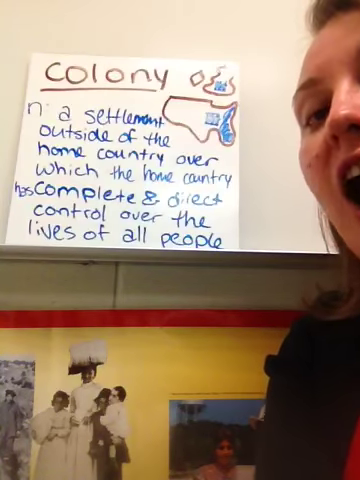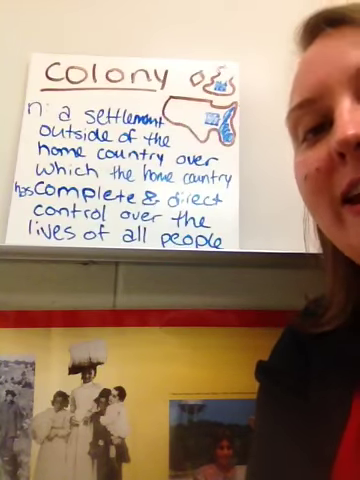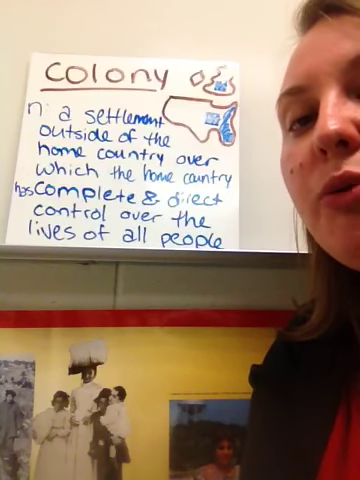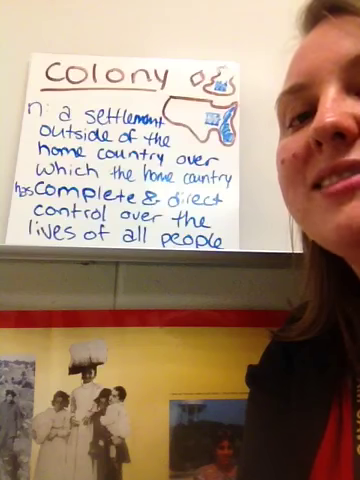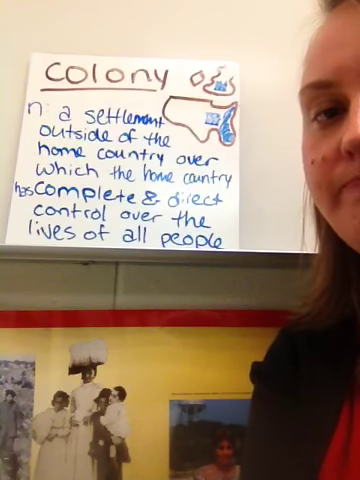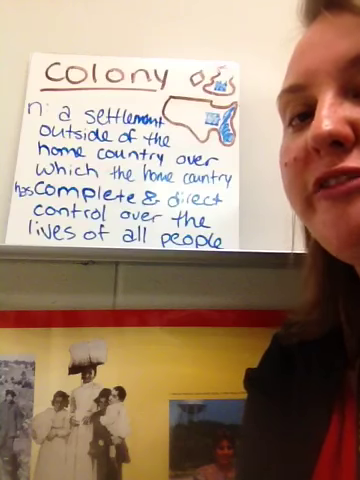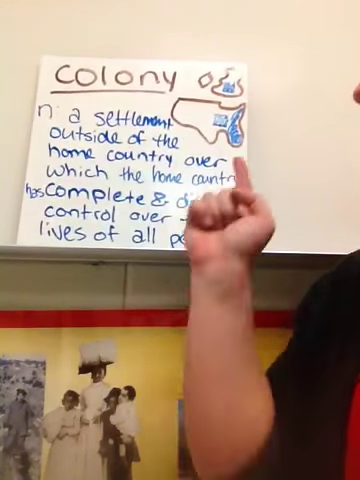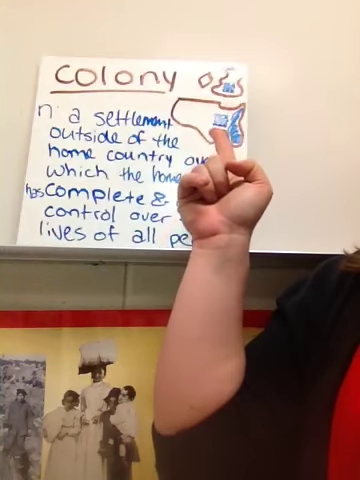First, we're starting off with colony, okay? Colony, it says up here, a settlement outside of the home country over which the home country has complete and direct control of the lives of all people. I know that may seem a little confusing, but take a look at the drawing that I've made. The drawing is of Great Britain and America.